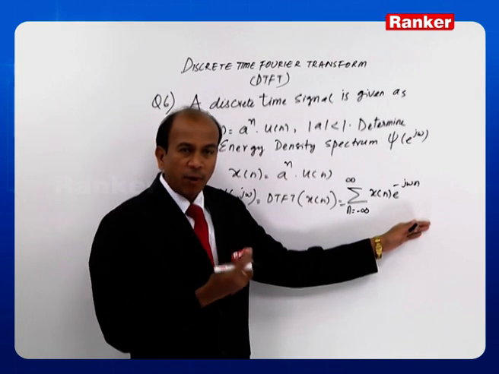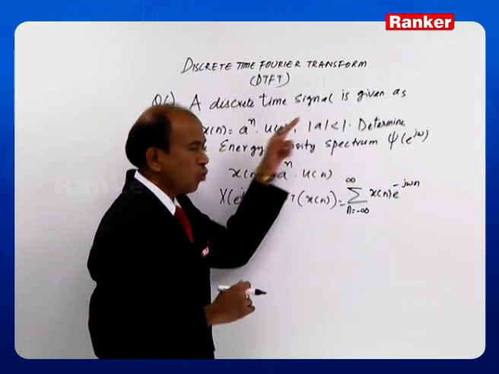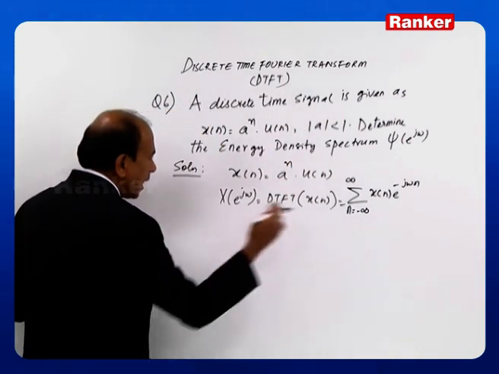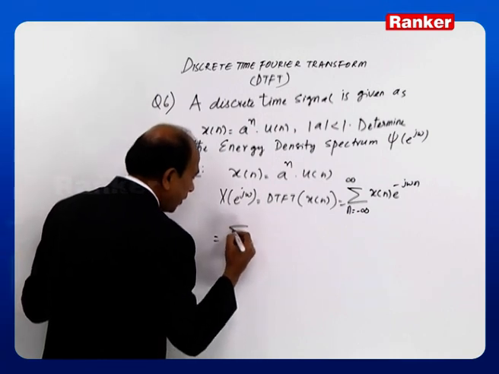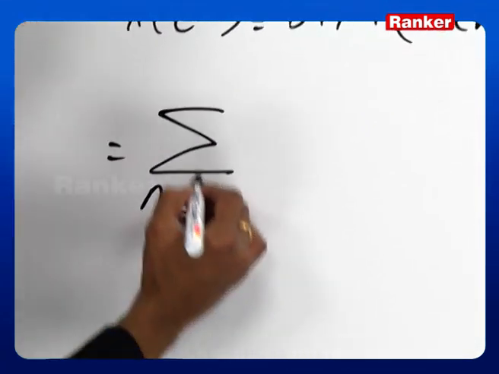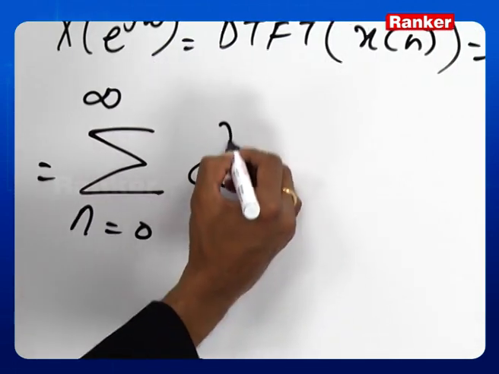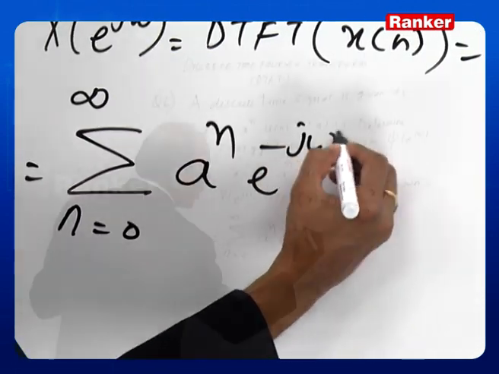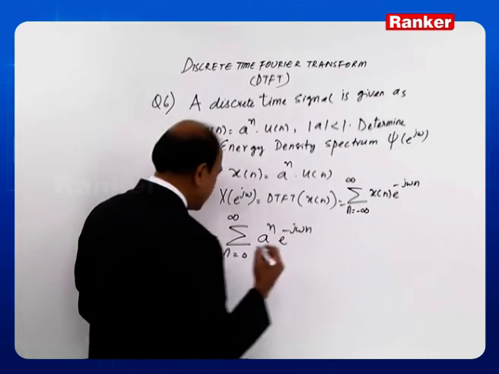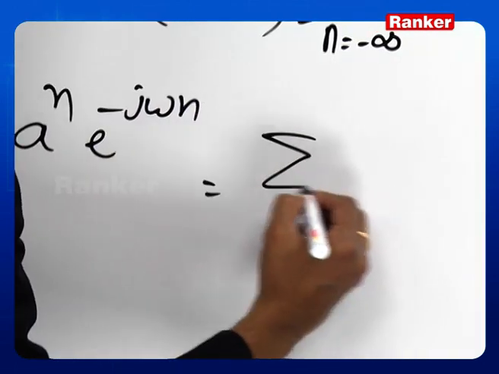Now, let us see what are the values given to us. As you see here, this is u of n. So, what we have to do is let us substitute those values here. Let us put n is equal to 0 to infinity, because this is a right handed sequence. This is a to the power of n e to the power of minus j omega n. Now, let us take n out as common.